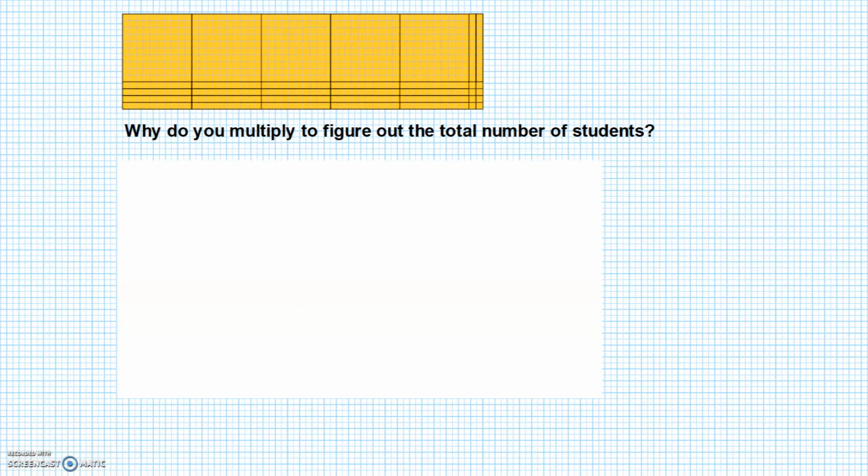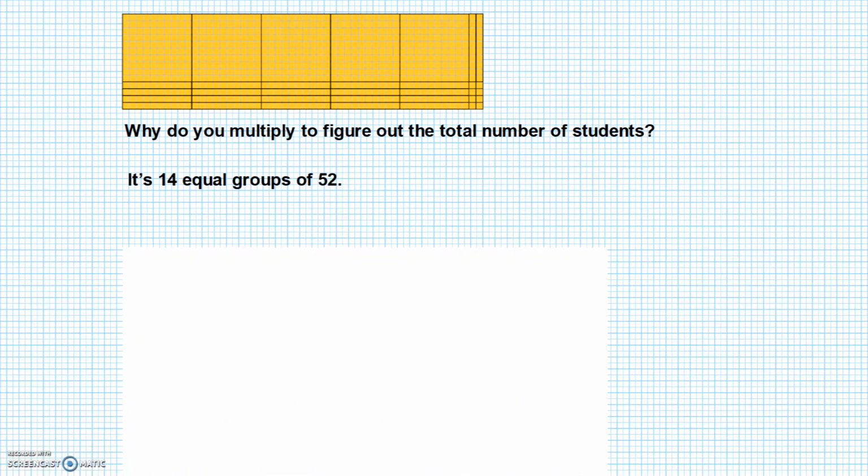Now they ask us, why do you multiply to figure out the total number of students? And because we're told that the total is going to be 14 equal groups of 52, in those circumstances when we have groups of something, we're going to be multiplying them together.